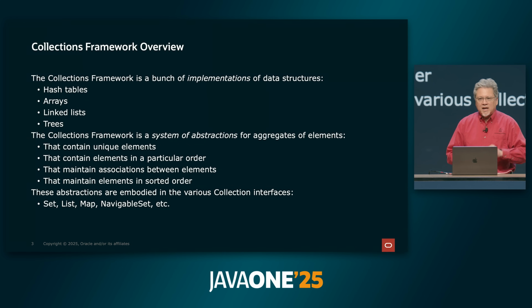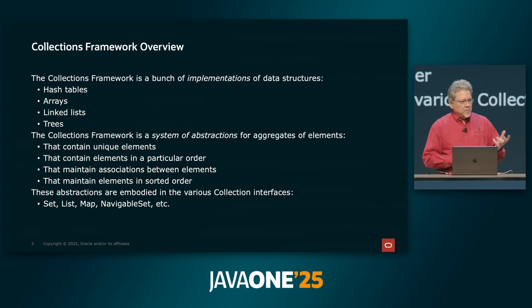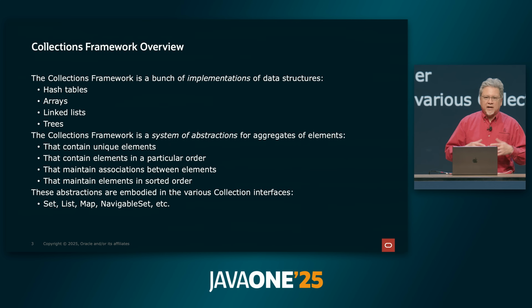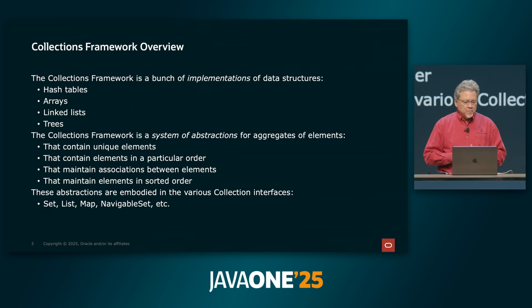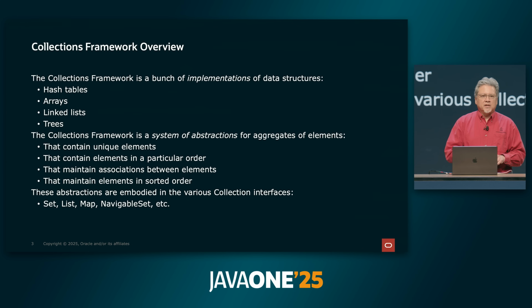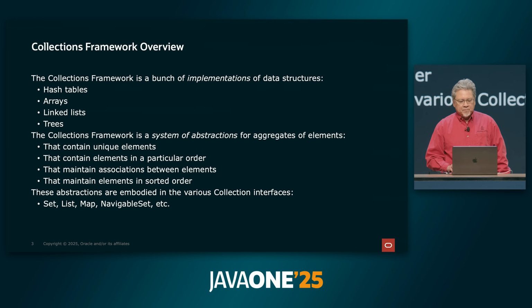For instance, you might want a container that contains only unique elements, or a container that maintains the elements in a specific order, or that maintains associations between elements, or that maintains the elements in sorted order. These are all abstract characteristics as opposed to how things are allocated and what objects point to each other. In the collections framework, these abstractions are embodied in a set of interfaces, which I think everybody should be familiar with, such as our usual list, set, map, and navigable set, and things like that.